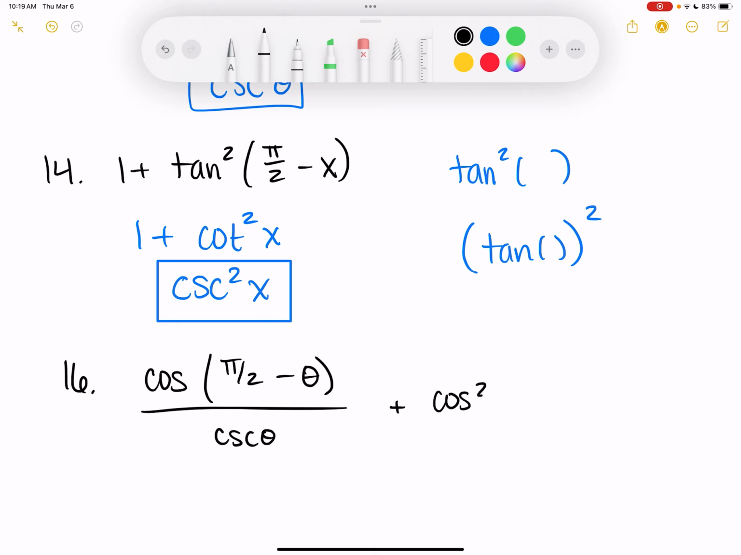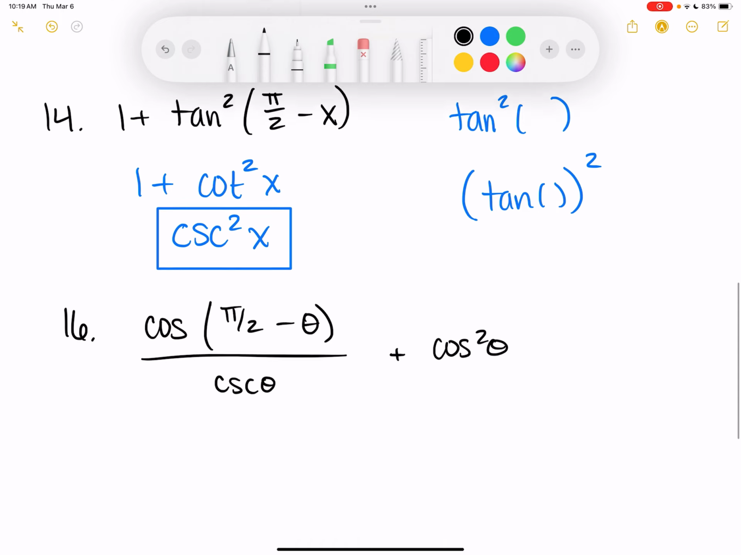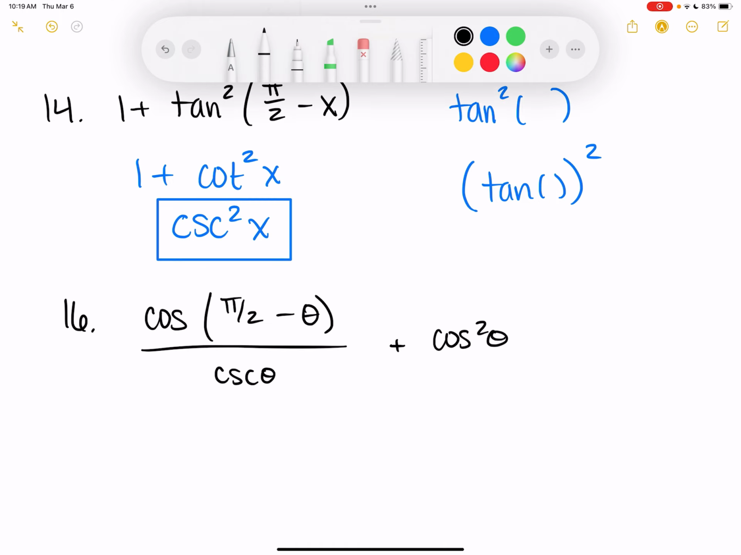Okay, number 16. The cosine of pi over 2 minus theta over the cosecant of theta plus cosine squared of theta. I don't like this. It's too neat. So the very first thing I would do is try to rewrite the cosine of pi over 2 minus theta as sine theta. So I've got sine theta over cosecant of theta plus cosine squared of theta. Now, can I rewrite cosecant in terms of something else?